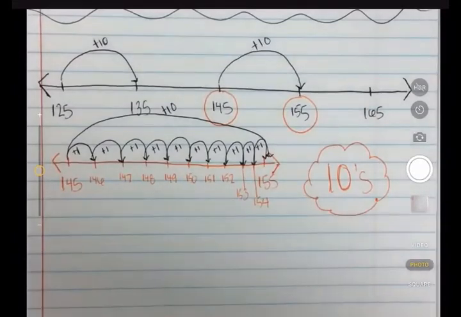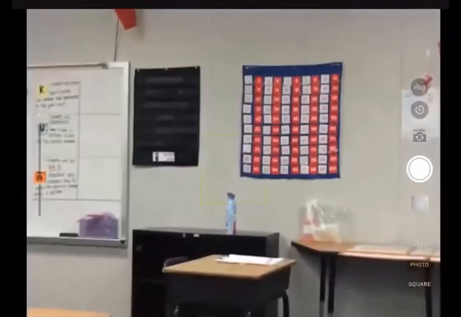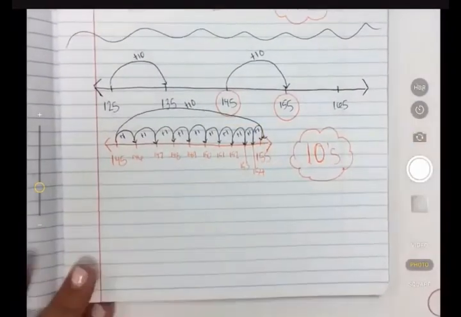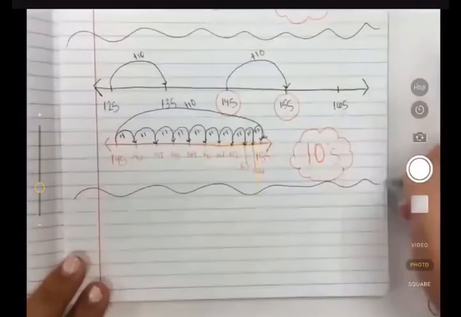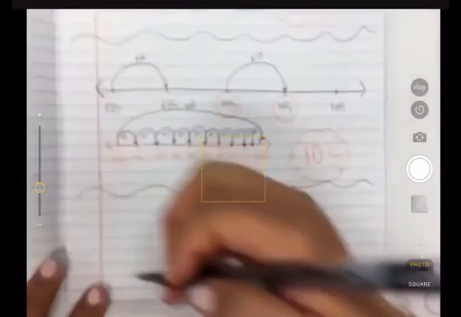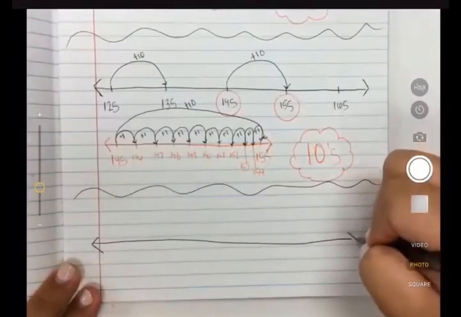Now, if you remember last year, I showed you guys what that pattern looks like on a hundreds chart. Let me see if I can zoom in. You see that? On my hundreds chart. So let's do one more and then I'll go to your activity today. So let's do your number line.